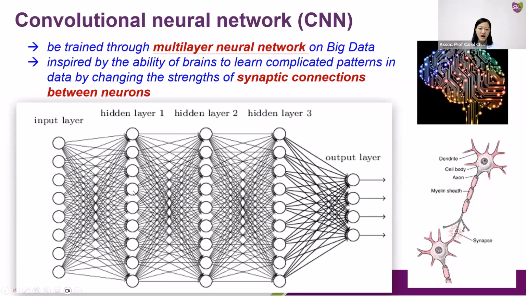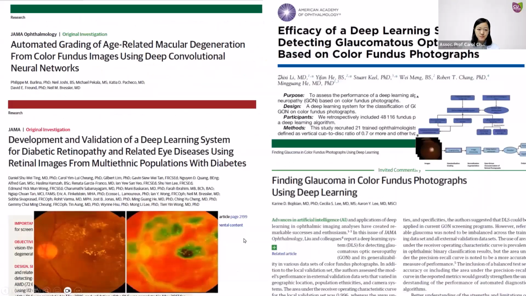So the concept behind deep learning is that it permits software algorithms to be trained through multi-layer neural networks, which are large mathematical functions with millions of parameters, called convolutional neural networks, CNN. CNN is inspired by the ability of brains to learn complicated patterns in data by changing the strengths of synaptic connections between the neurons. The major merit of using deep learning is that the features are automatically learned by the neural network in the feature extraction stage.